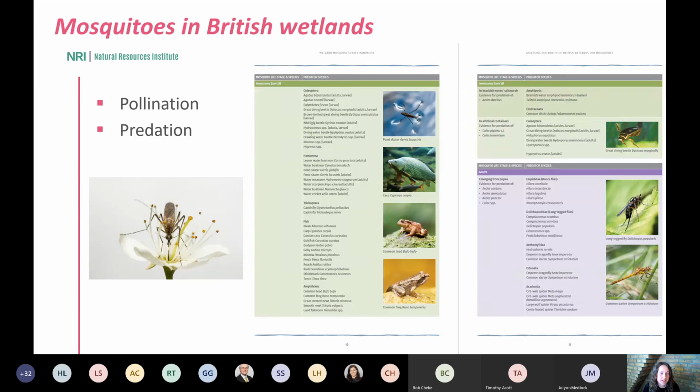So thinking about mosquitoes in British wetlands, as Jolyon so wonderfully showed, there are so many species that have been shown to predate mosquitoes. We've actually just had a PhD student, NRI, graduate studying bats and looking at the DNA of different species found in bat feces, and has found quite a lot of mosquito DNA in bat feces.